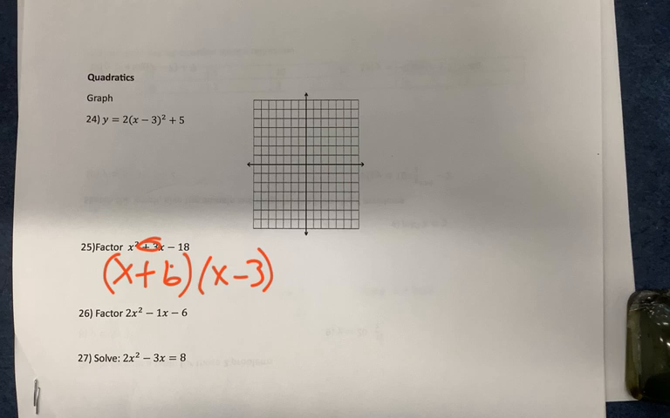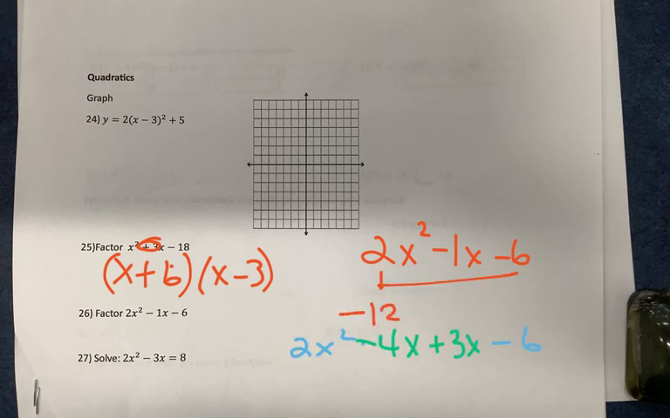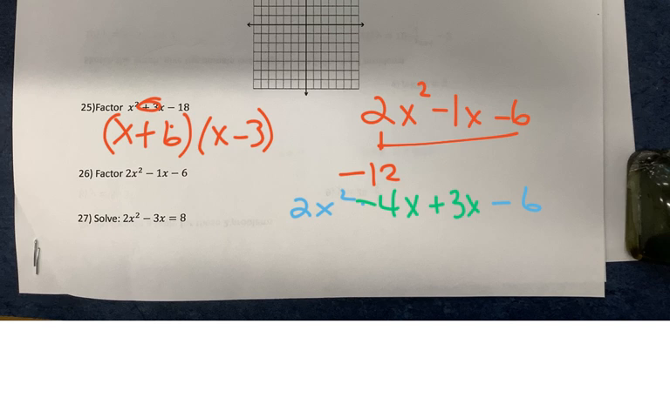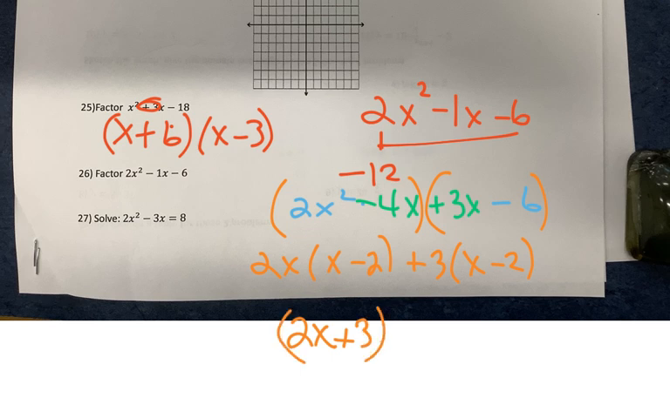This next one, 2x squared minus 1x minus 6, -12 here. So we're looking for 2 combinations, -4 and +3. I'm doing this quick because I only have 1 minute left of timing. By grouping, pull out a 2x, so I get x minus 2, and I pull out a 3 in the next one, so it gives me x minus 2. So I get 2x plus 3, x minus 2.